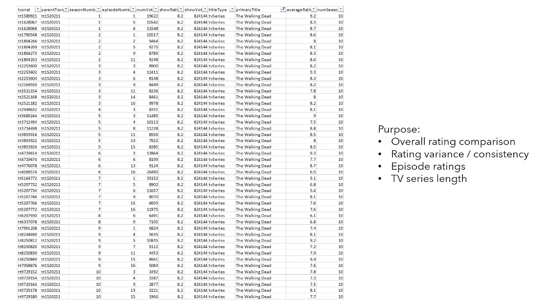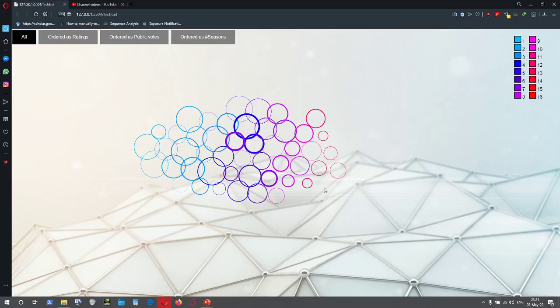So this is the data set we're talking about. This is an excerpt from the data set for the TV series The Walking Dead. Here on the right side is the visualization we have. All the circles are color coded according to the length of the show, the number of seasons they have. For example, Simpsons is in the red area. You can just look at the density of the line graph here.